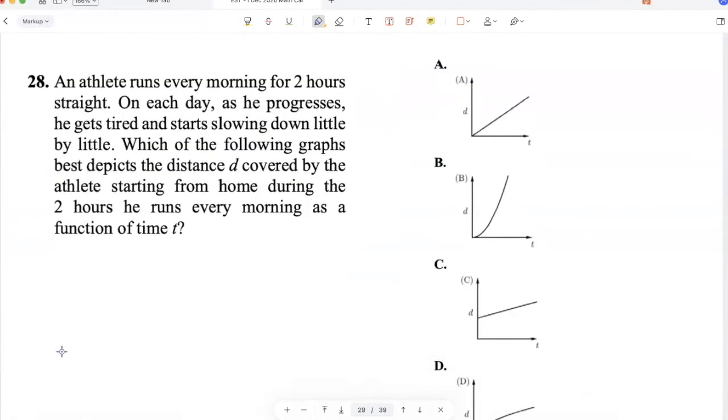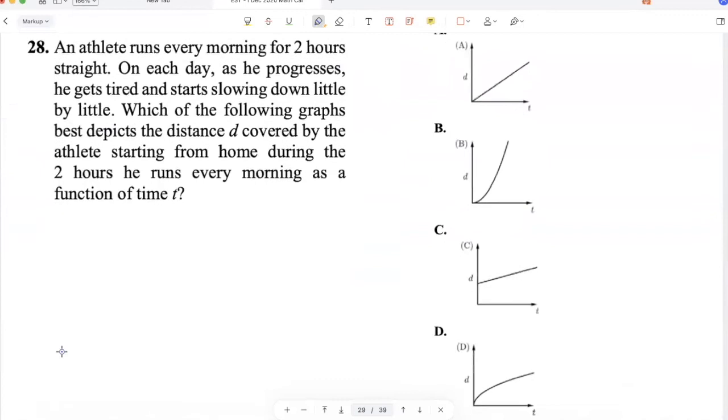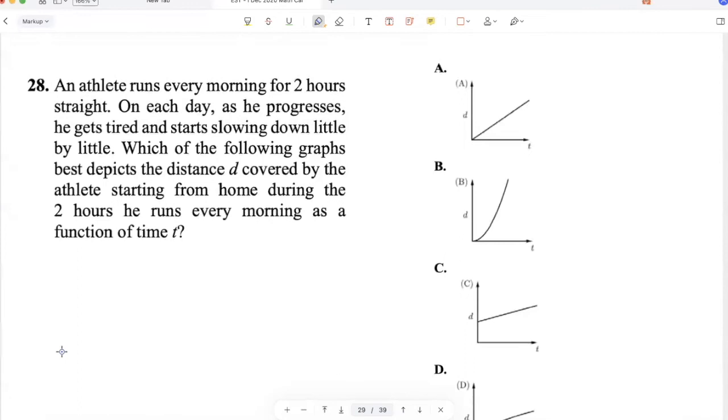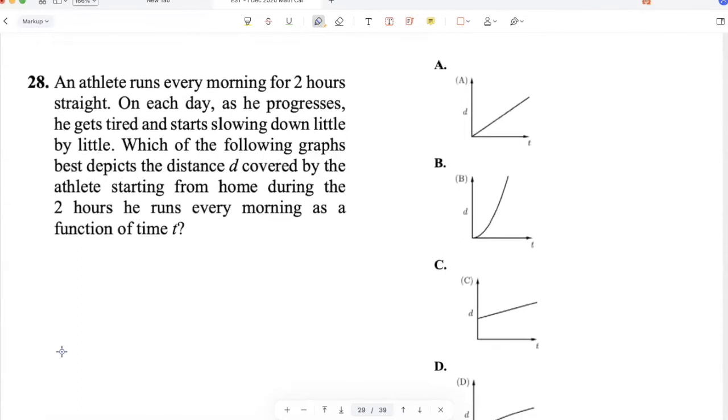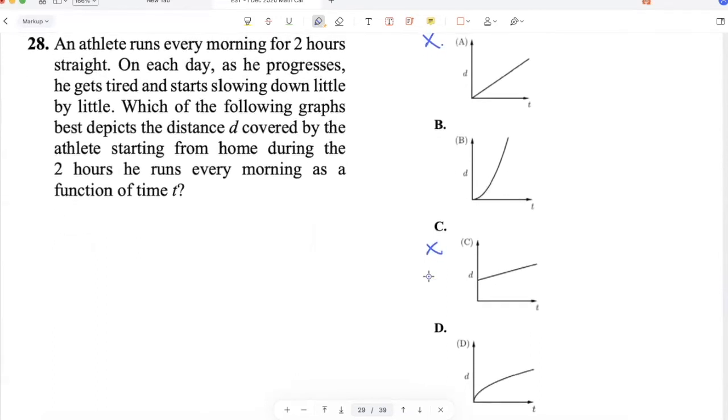An athlete runs every morning for 2 hours straight. On each day, as he progresses, he gets tired and starts slowing down little by little. Which of the following graphs best depicts the distance D covered by the athlete starting from home during the 2 hours he runs every morning as a function of time? Okay, so it can't be linear because he's slowing down in the second half. So it should be D, right?